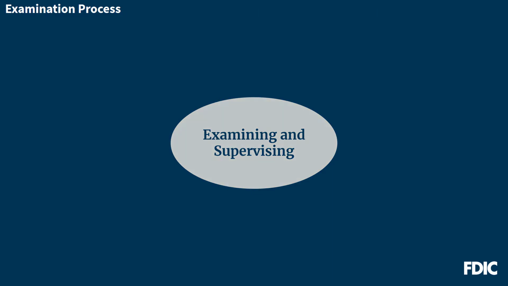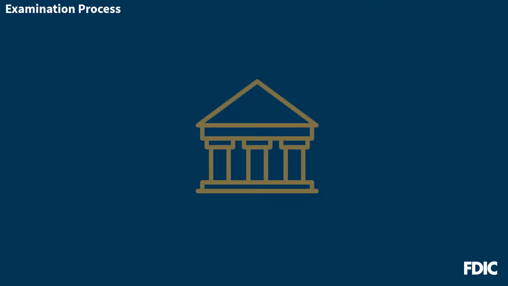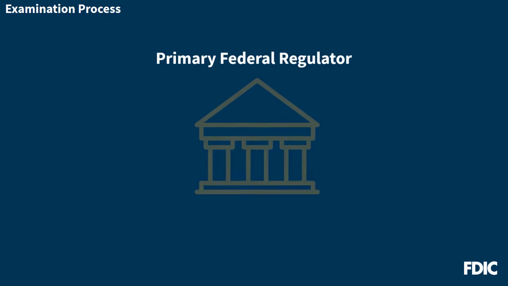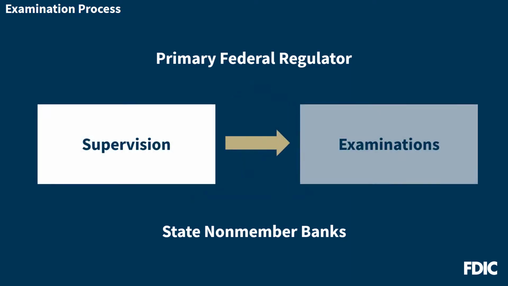Now, let's focus on a key part of how we carry out the FDIC's mission, examining and supervising banks. Let's talk first about which banks the FDIC examines, and then we'll cover the types of examinations we perform. The FDIC serves as the primary federal regulator for state-chartered banks that are not members of the Federal Reserve System, in short, state non-member banks. This means that the FDIC is the federal regulator responsible for supervising those institutions. A key part of the supervision process is conducting examinations.